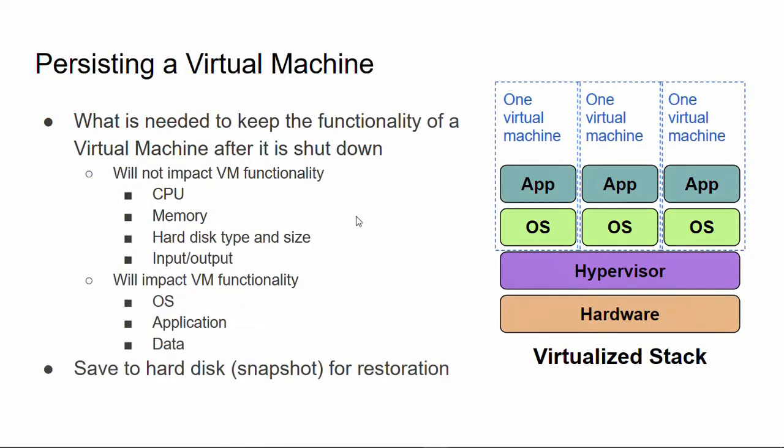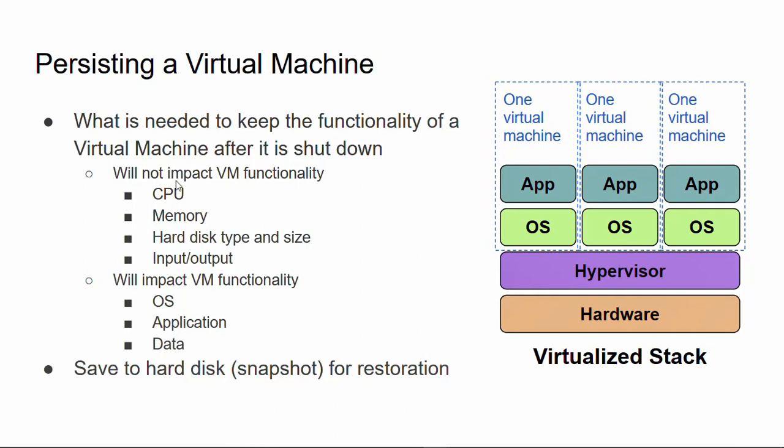As for image, when you provision a virtual machine, you want to have the hardware as well as the operating system and application. And after you finish utilizing this virtual machine, you may want to stop it, and then later on bring it back again. But during this process, what really is needed to keep the functionality of a virtual machine after it's shut down? You already shut down a machine. Next time when you bring that up, what is needed?